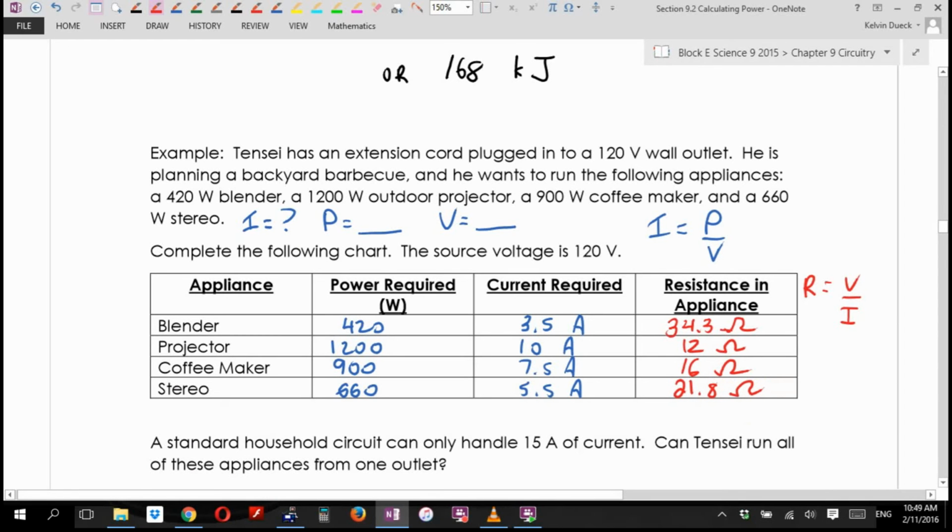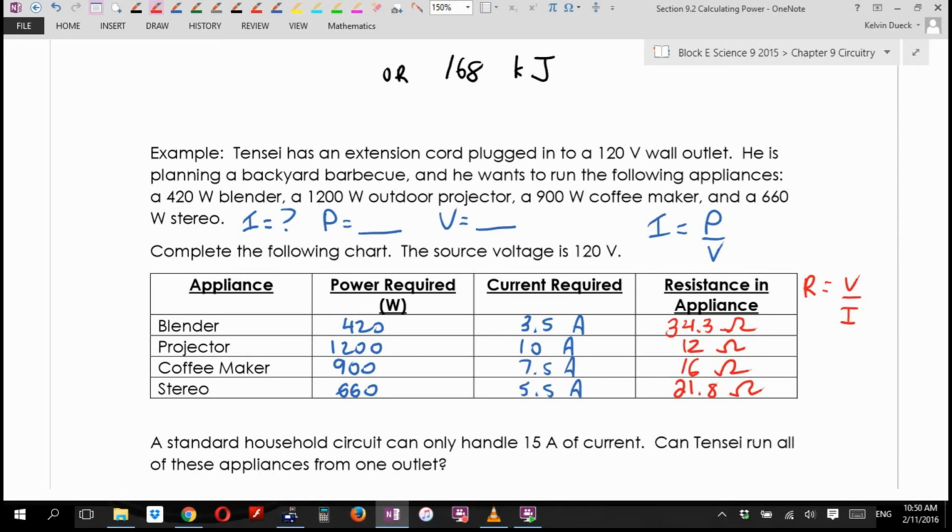Really what I'm saying is power, current, voltage, resistance. How many variables is that? 4. If I give you any 3, you can find the 4th with those 2 equations.